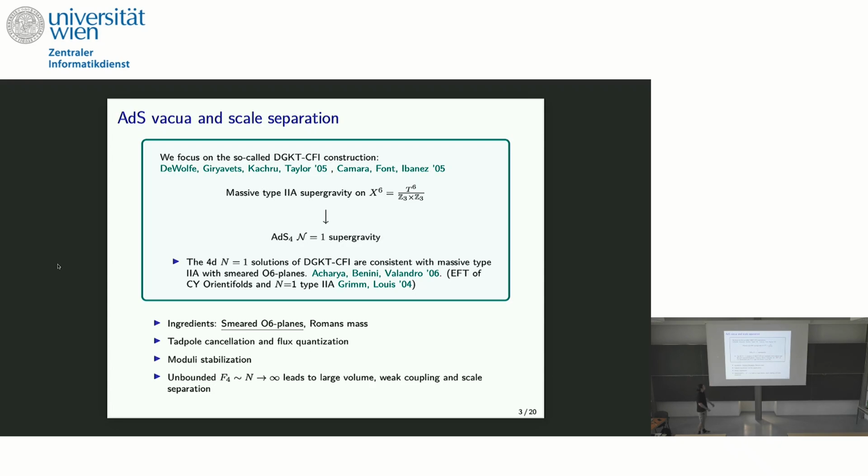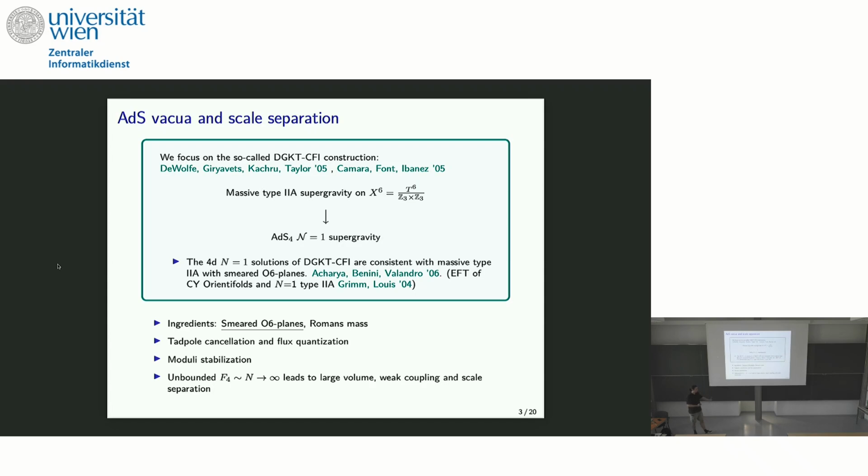So the DGKT setup is a solution of 10D supergravity equations, type 2A supergravity equations, with smeared orientifolds. Okay, this is crucial, the smearing in these setups. The 4D effective theory can be described by N=1 supergravity. And when we perform the dimensional reduction and study the 4D effective theory, we find that all the moduli are stabilized.